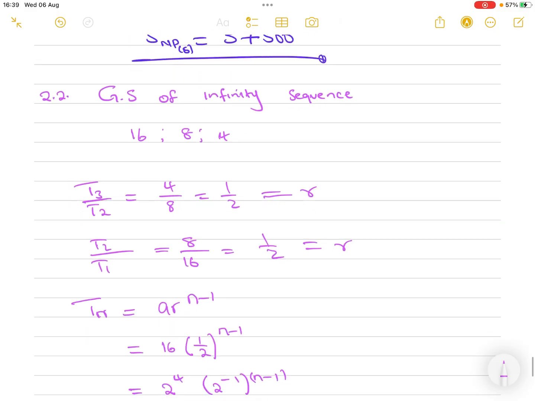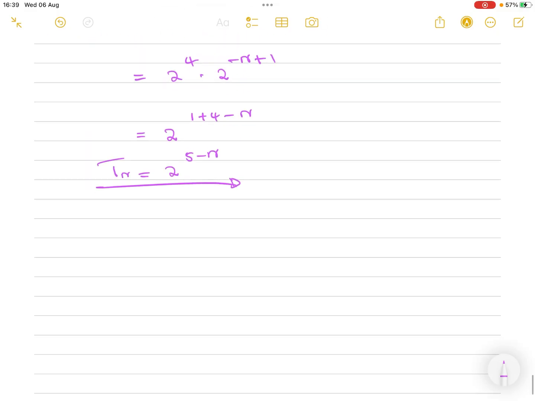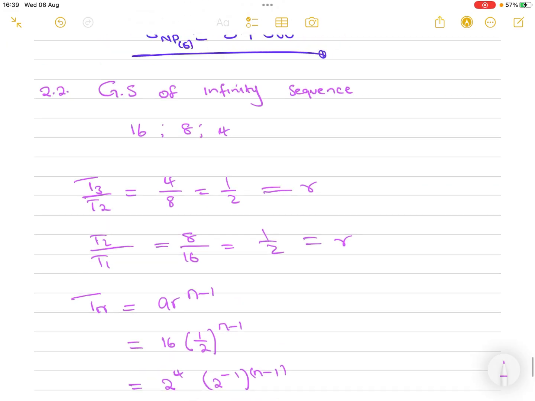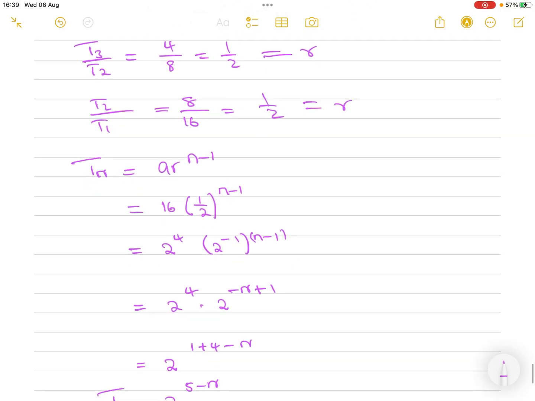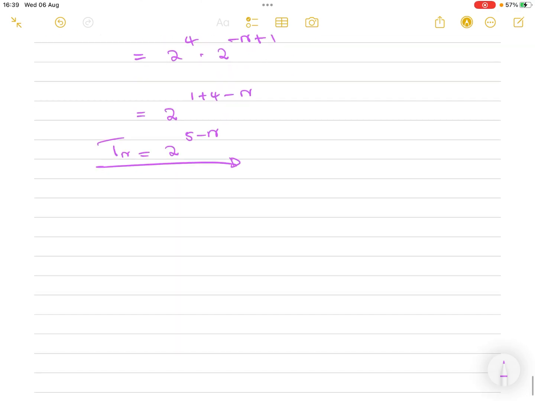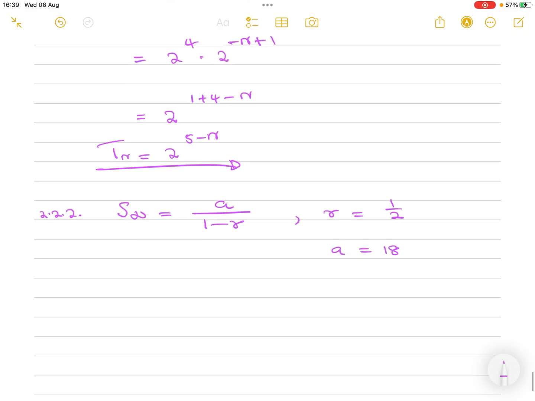This leaves me at the point whereby whenever I talk of sum, I have to know the exact formula to use. In this case, the right formula is in 2.2. Sum to infinity is a over 1 minus r. Remember, I know the value of r is half, and I know the value of a is 18.